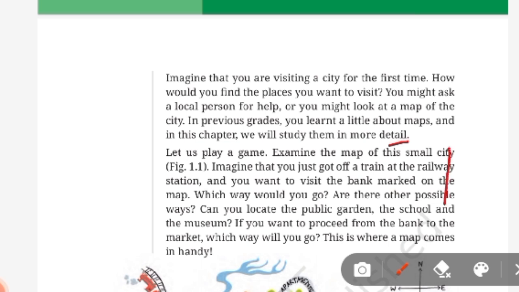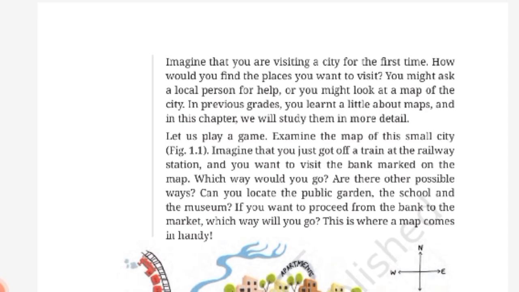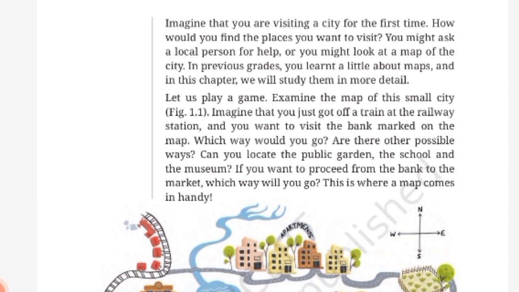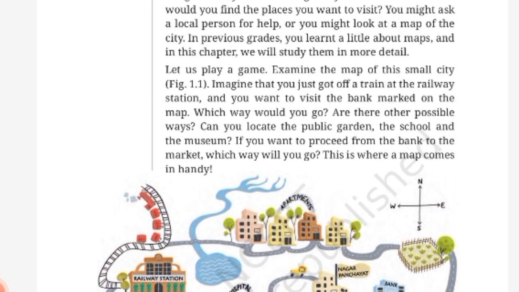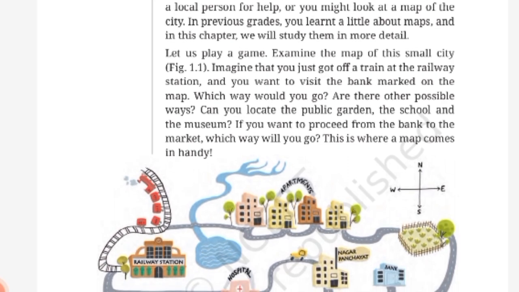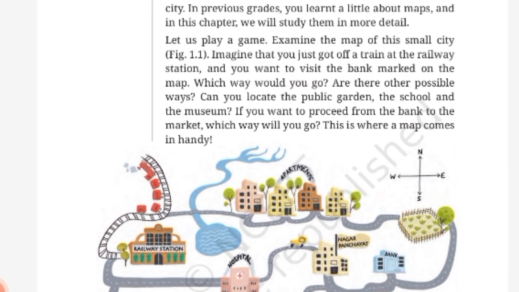Let us play a game. Examine the map of this small city, Figure 1.1. Imagine that you just got off a train at the railway station and you want to visit the bank marked on the map. Which way would you go? Are there other possible ways? Can you locate the public garden, school, and the museum? If you want to proceed from the bank to the market, which way will you go?